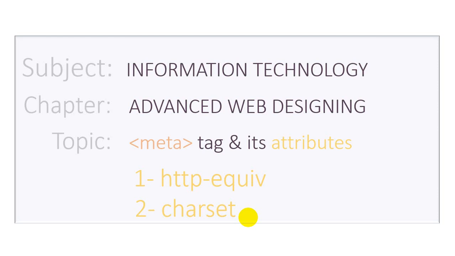Normally we use charset as UTF-8. What is the full form of UTF? UTF is Unicode Transformation Format. It is sometimes called encoding. It means the content of the page can be converted into an international format, which is called encoding.